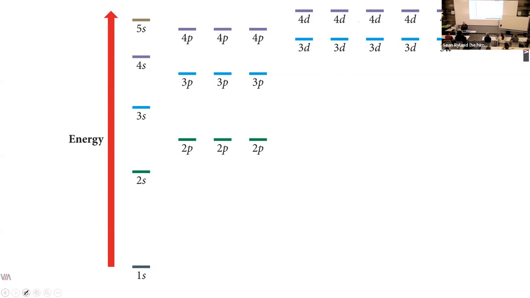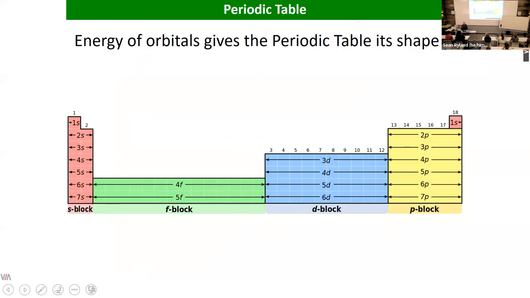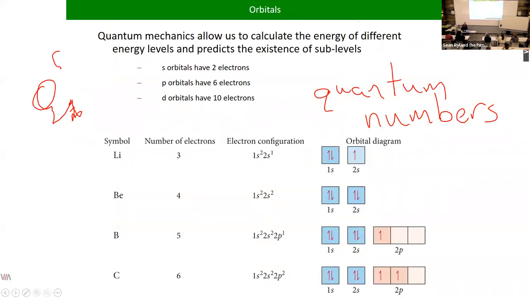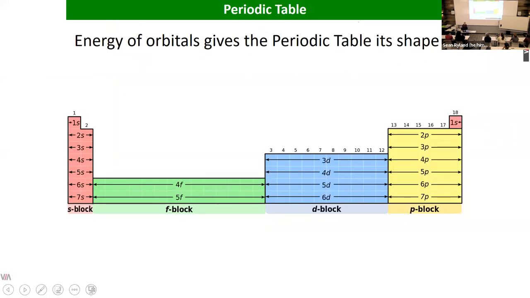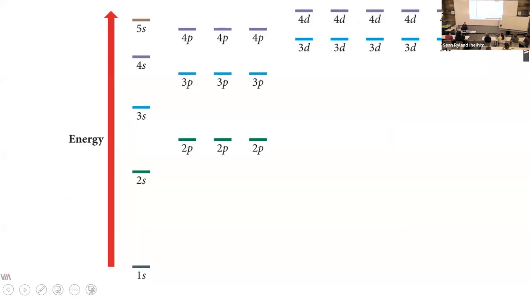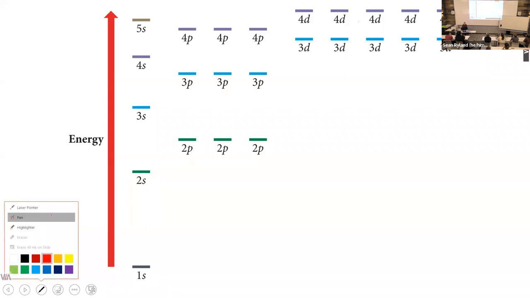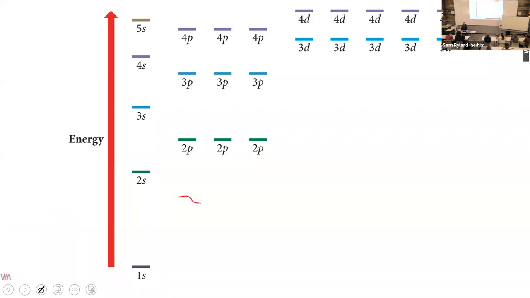Let's say we were talking about neon. All right. So neon, how many electrons does neon have? Anybody have their periodic table in front of them? 10 electrons.